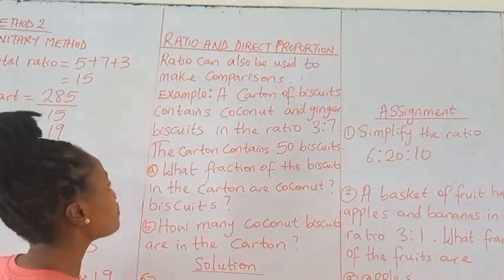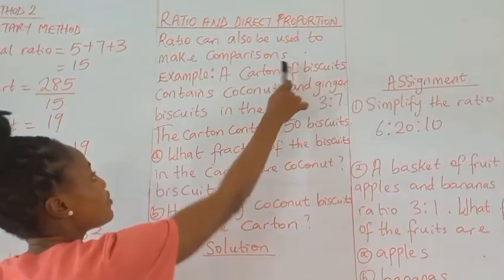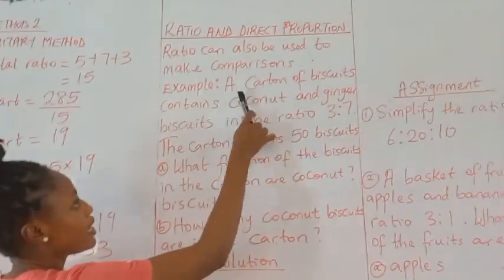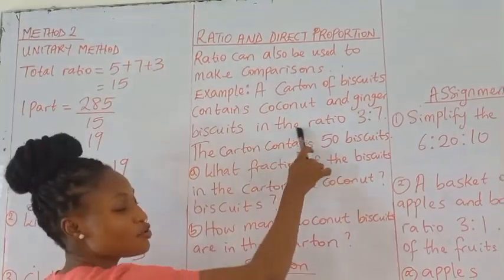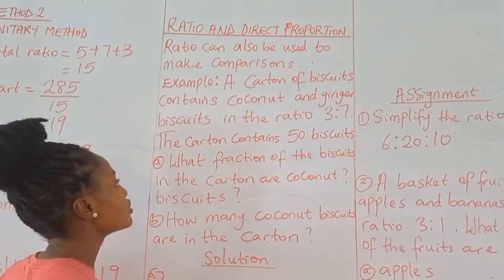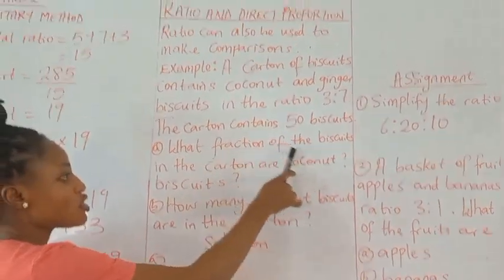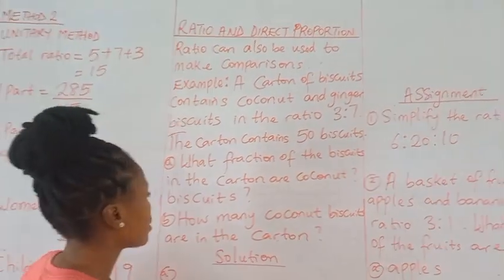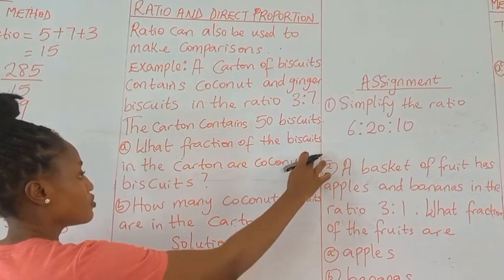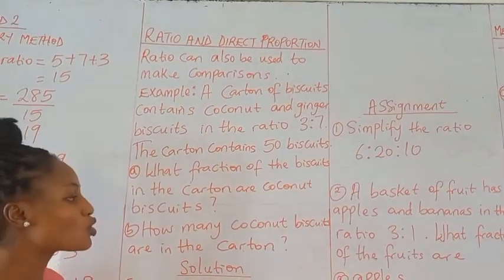Ratio and direct proportion. Ratio can also be used to make comparisons. Example, a carton of biscuits contains coconut and ginger biscuits in the ratio 3:7. The carton contains 50 biscuits. What fractions of the biscuits in the carton are coconut biscuits?